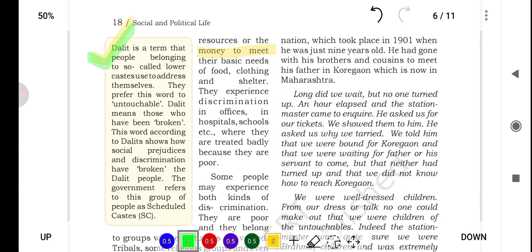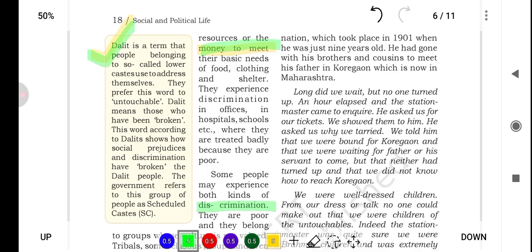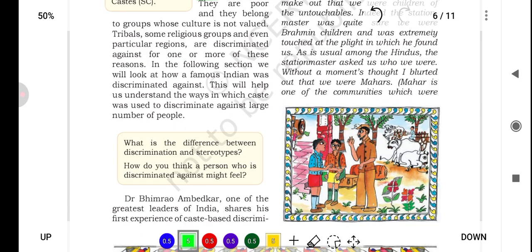So let's resume. The resources or the money to meet the basic needs of food, clothing, and shelter. They experience discrimination in offices, in hospitals, schools, etc., where they are treated badly because they are poor. Some people may experience both kinds of discrimination. They are poor and they belong to groups whose culture is not valued. Tribals, some religious groups, and even particular regions are discriminated against for one or more of these reasons.